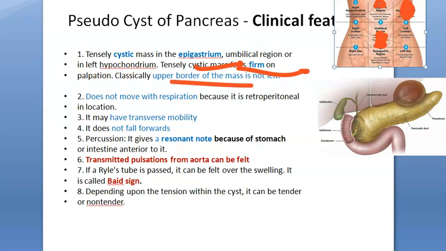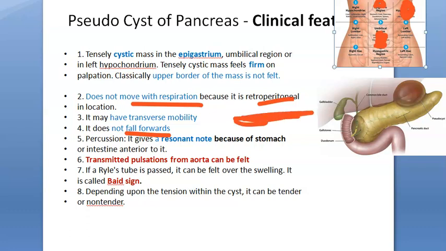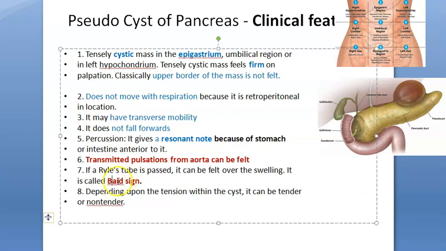Upper border you cannot feel because it can be behind, and it does not move with respiration because it's retroperitoneal, and it does not fall forward because it is retroperitoneal. It has transverse mobility. When you percuss on it, you will get a dull note because you will be percussing the stomach and the intestine, which are anterior to this pseudocyst. The pulsations from the aorta can be felt because they get transmitted. Whenever you pass a Ryle's tube into the stomach, it can be felt over the swelling because it is behind the stomach, right? So this is called Baid sign.